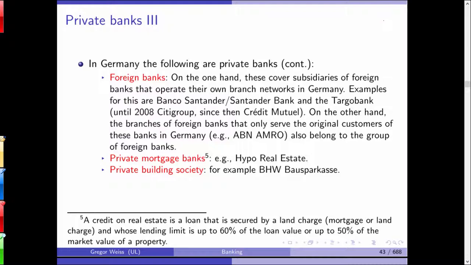Some other banks, for example, ABN AMRO is a large Dutch bank, but they only offer banking services to their own Dutch business customers here. So you cannot really become a customer if you are from Germany, but they have some branches to which you can go if you are a customer in the Netherlands. And some private mortgage banks, Hypo Real Estate, I told you about that last week, BHW Bausparkasse, those are private building societies. And those are some minor examples. Okay.